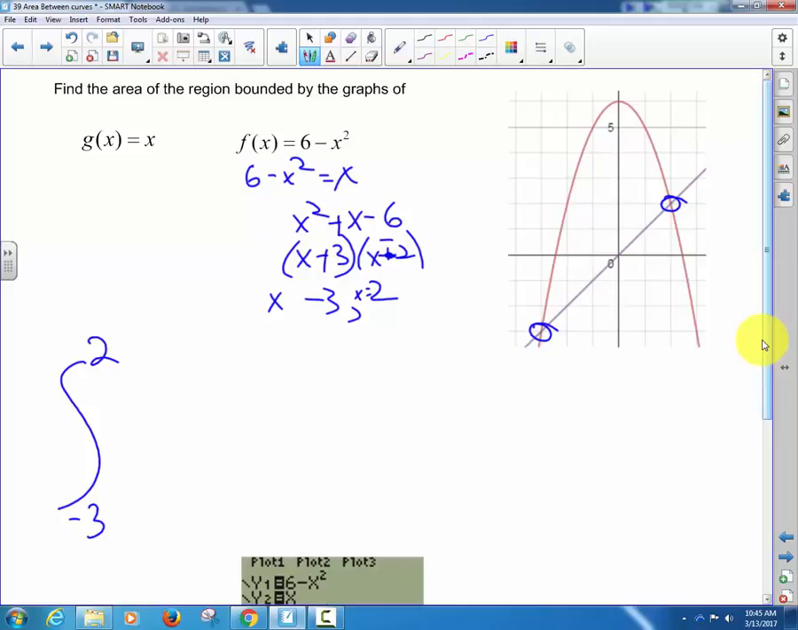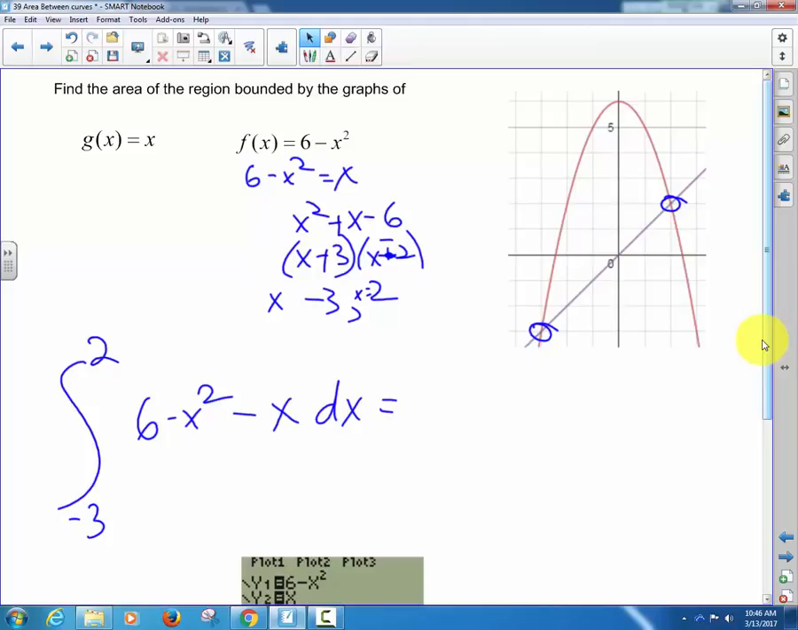All right? Top minus bottom. What's our top function? Our top function is 6 minus x squared. How do you know that 6 minus x squared is it? We know it's a parabola. We can just look at it. Minus the bottom function, which is x, dx, and that's a solvable equation.